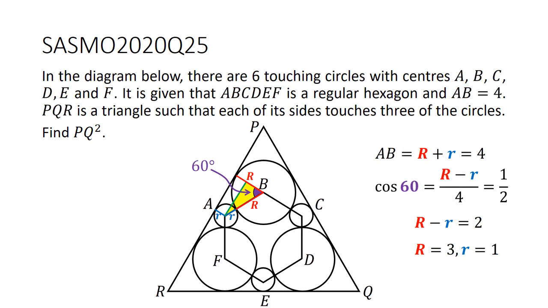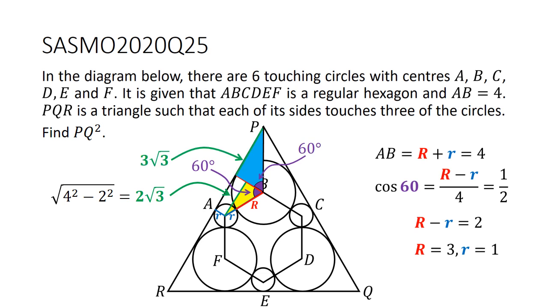I can find the length of this green opposite side to be 2 root 3. I can then construct another right triangle colored here in blue. You can see that this angle is also equal to 60 degrees. And by virtue of the AA test, this blue triangle is similar to the yellow triangle. So using a scale factor of 3:2, we can find that the green opposite side here for the blue triangle is 3 root 3.